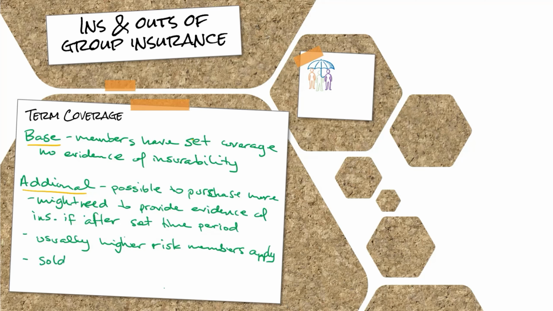The additional insurance is sold in units, for example, $25,000, and that might also be extended to the dependent or the spouse of the member, so they can bump up their dependent coverage as well. Now, this additional coverage is usually term. It almost never is permanent. I wouldn't even think that it ever would be, so that's something to keep in mind.